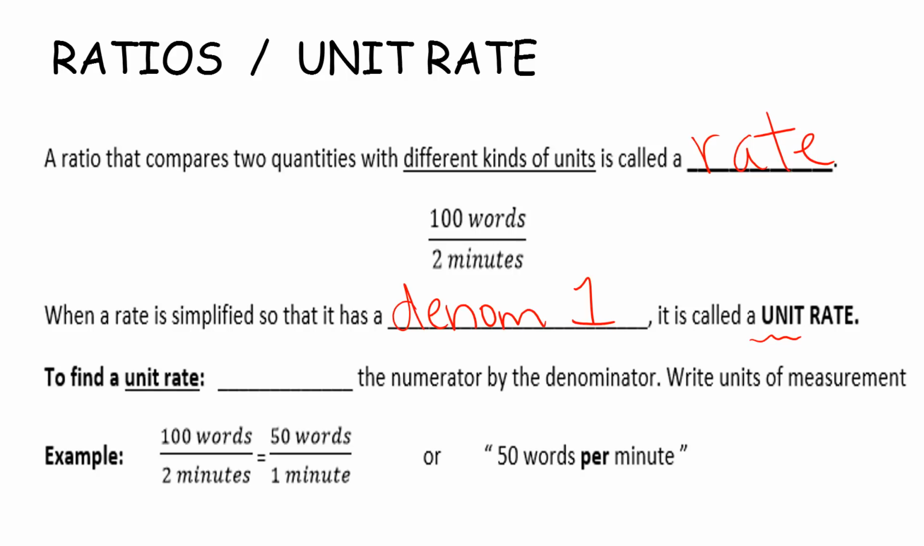To find a unit rate, you divide the numerator by the denominator. You're going to write the units of measurement. For instance, 100 words per 2 minutes will reduce to 50 words per 1 minute, and you can also write it 50 words per minute.